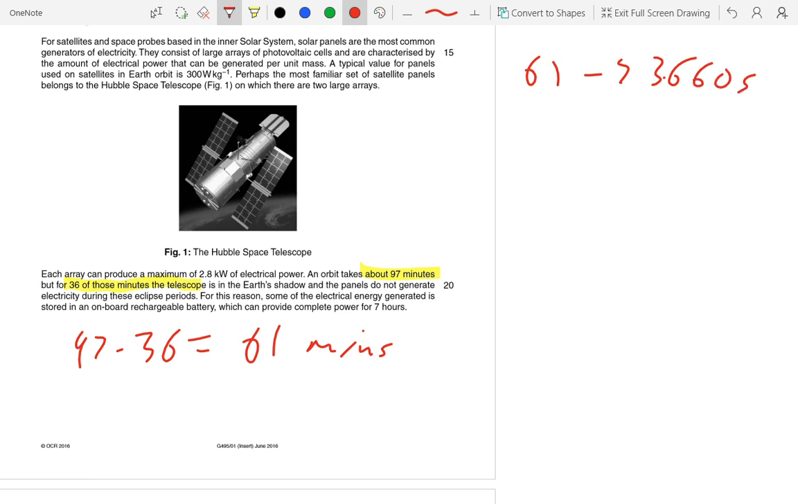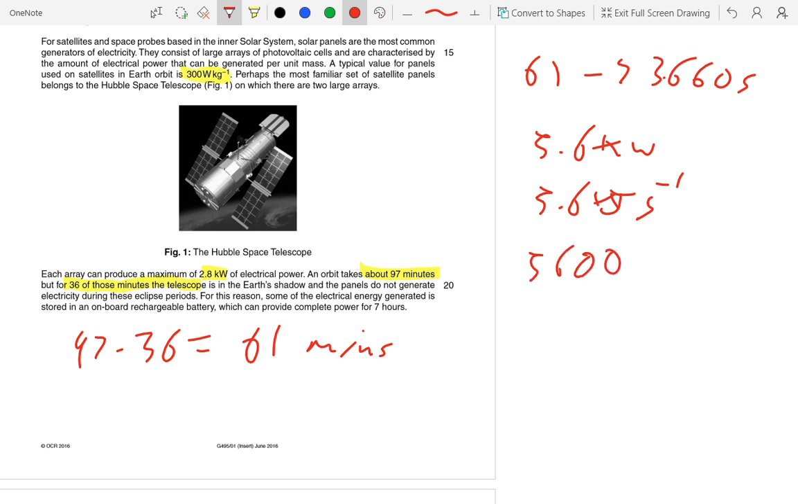And then we're looking at this value, so the energy here is, now we don't even need to look at that, we can look at the one at the bottom because this is 2.8 kilowatts per array, so that's a total power of 5.6 kilowatts because there's two arrays. Sorry about the awful handwriting, I do apologise. Which is 5.6 kilojoules per second.